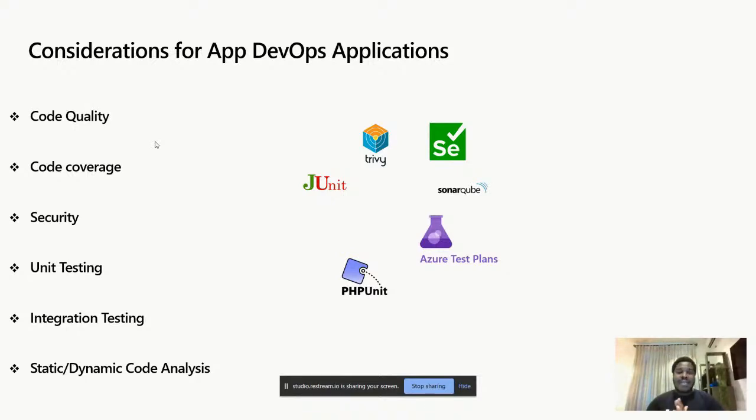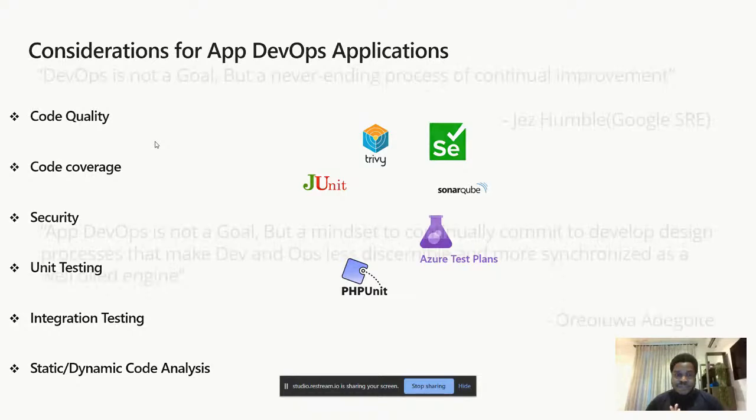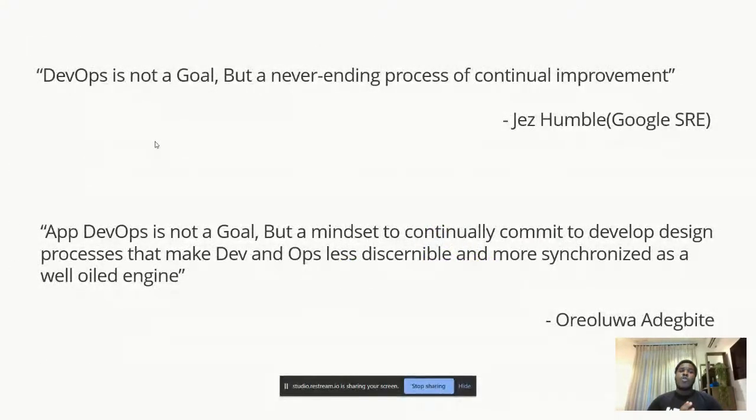So yeah, I'm not sure how much time I have left, but I would want to leave us with these two quotes. The first one is from Jez Humble. He's one of the top Google SREs. You guys should Google him, it's pretty cool. He says DevOps is not a goal, but a never-ending process of continual improvement.